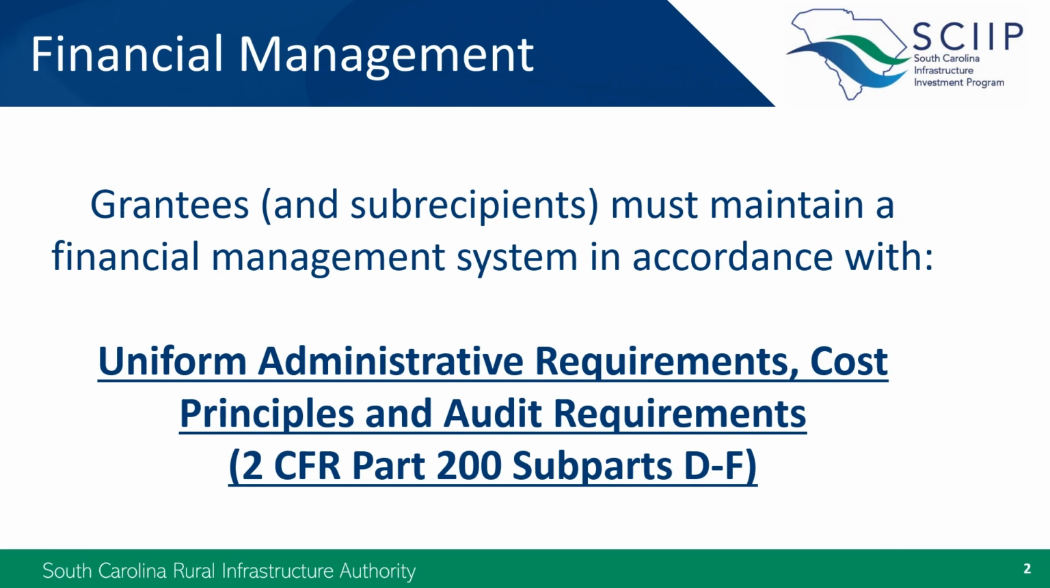Additionally, with SCIIP, grantees and their subrecipients and contractors must certify that they are not presently debarred, suspended, proposed for debarment, declared ineligible, or voluntarily excluded from receiving federal funds. Lastly, SCIIP will require grantees to conduct audits of grant funds in accordance with 2 CFR 200 Subpart F whenever more than $750,000 in federal funds are expended in a given fiscal year.